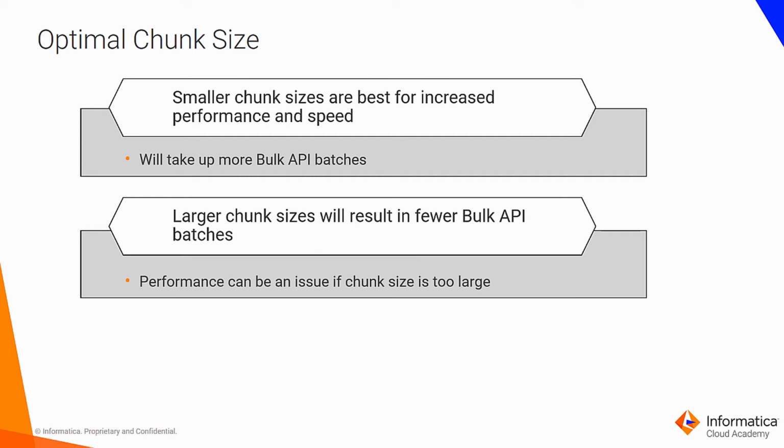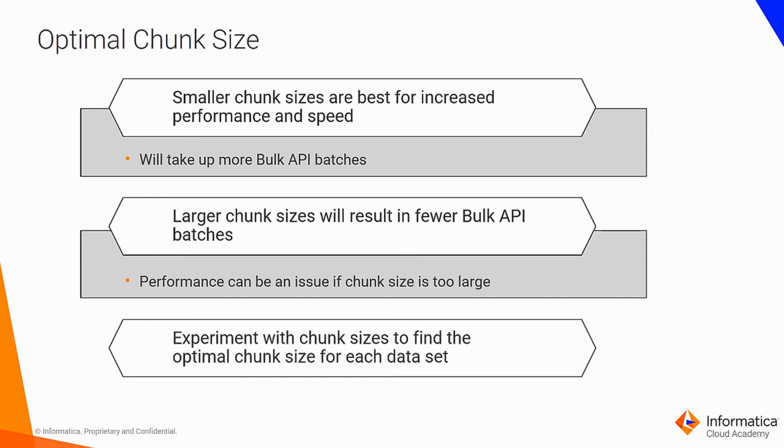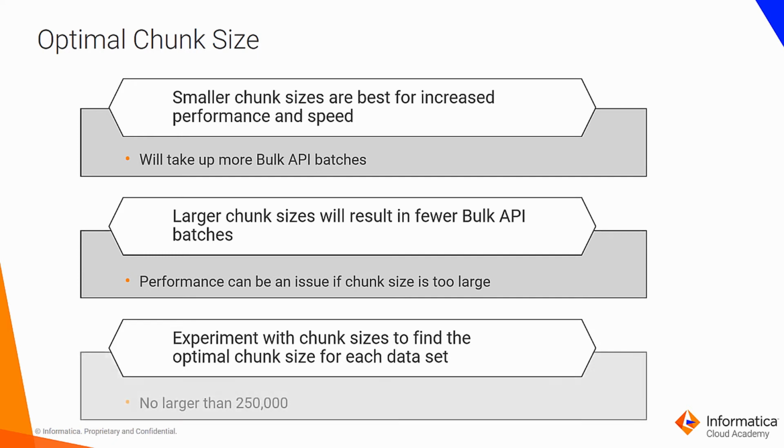So to find out the optimal chunk size for each dataset, you will need to experiment with the chunk sizes. Based on the number of records to be fetched, chunk size can be made smaller or larger. You should create different chunk sizes to find out which size is the optimal chunk size. However, you should note that the maximum chunk size should not be larger than 250,000.